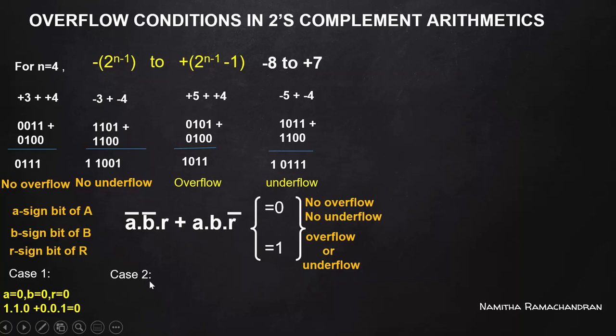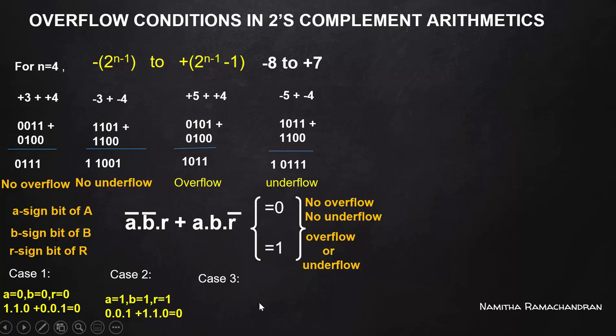Now consider case 2. Here the sign bit is 1, a equal to 1, small b equal to 1, and this is the carry out and this is the sign bit of the result, and r equal to again 1. So here a complement into b complement into r plus a into b into r complement. That is 0 into 0 into 1 is 0 plus 1 into 1 into 0 is 0. 0 plus 0 is again 0. Again no overflow or no underflow.